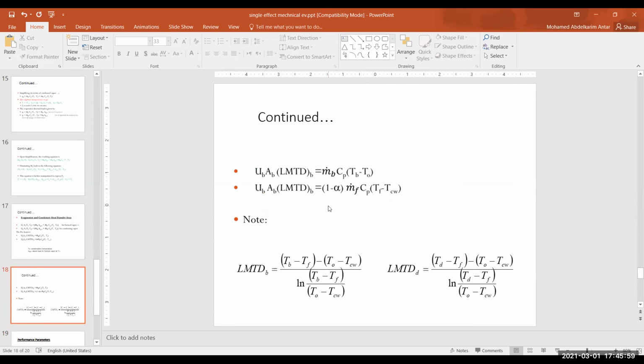And then for the two heat exchangers, then these are the energy balance for the heat exchangers. One of them is using the brine as a source of heat. The brine cools down from Tb to T naught, heating part of the seawater, which is 1 minus alpha, from T cooling water to T feed. And the log mean temperature difference here is given by that expression. Whereas the other heat exchanger is heating alpha m dot feed from T cooling water to TF by cooling the distillate, m dot distillate Cp T distillate minus T naught. And it is equal to U distillate into area distillate into the log mean temperature difference of the distillate heat exchanger.